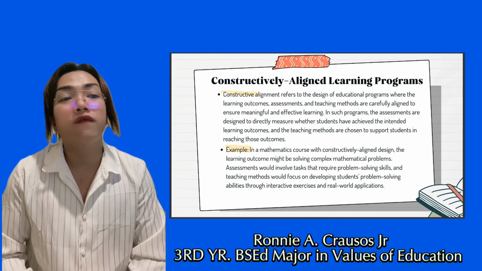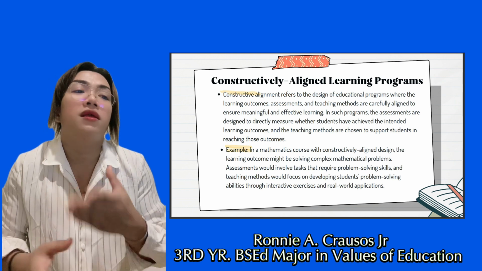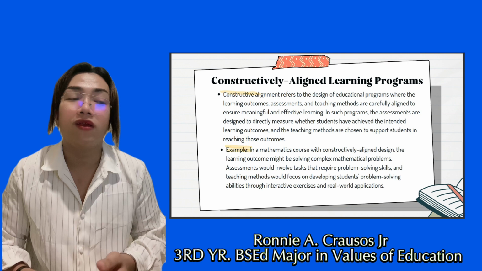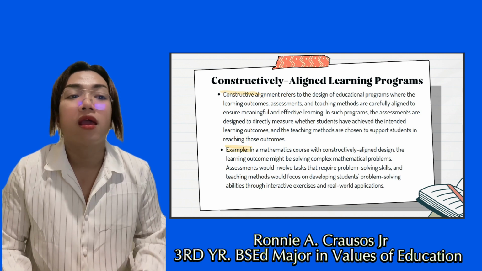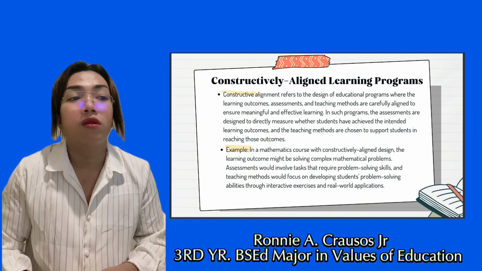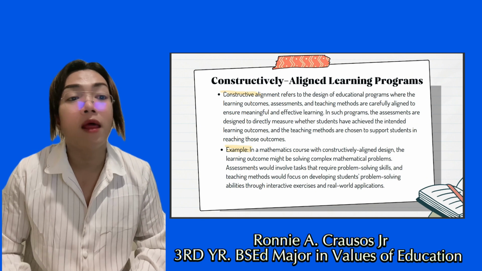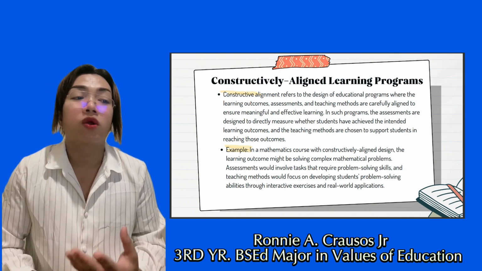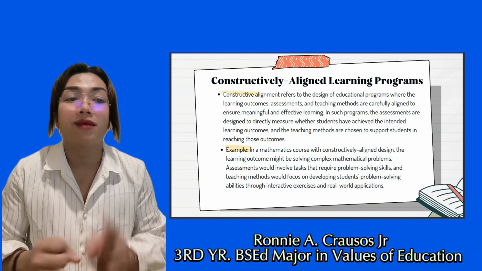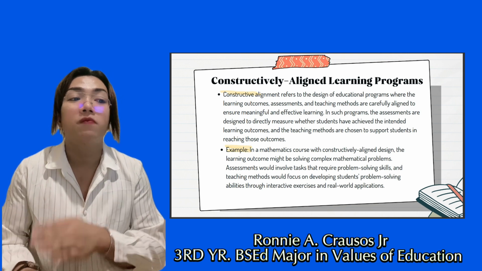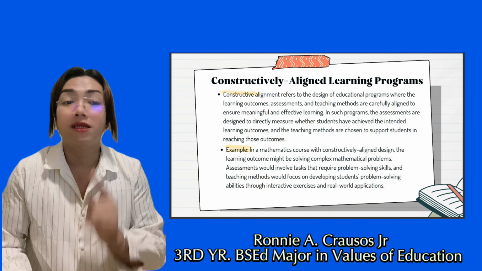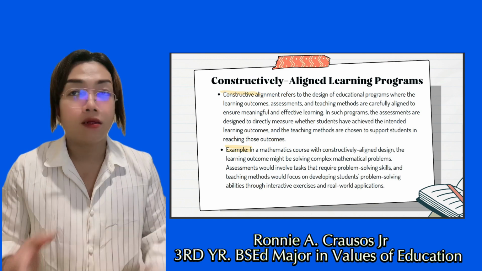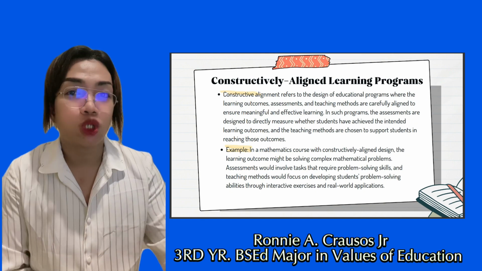So, an example of it is in a mathematics course with a constructively aligned design, the learning outcomes might be solving complex mathematical problems. Assessments would involve tasks that require problem-solving skills, and teaching methods would focus on developing students' problem-solving abilities through interactive exercises in real-world applications.